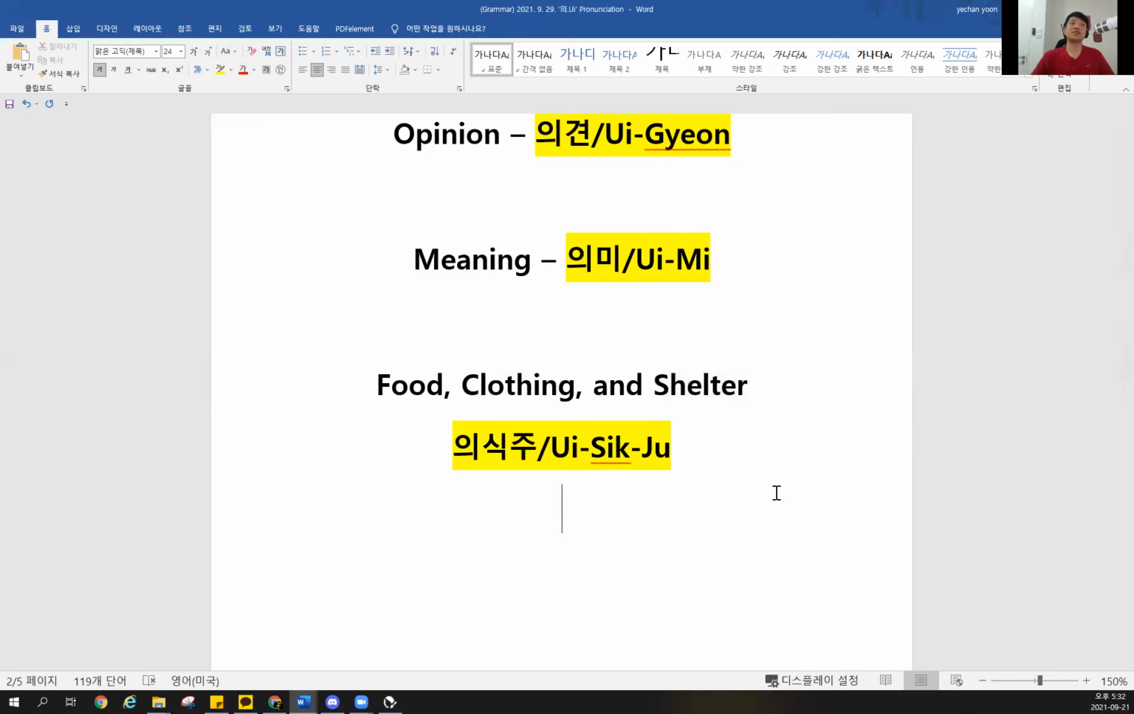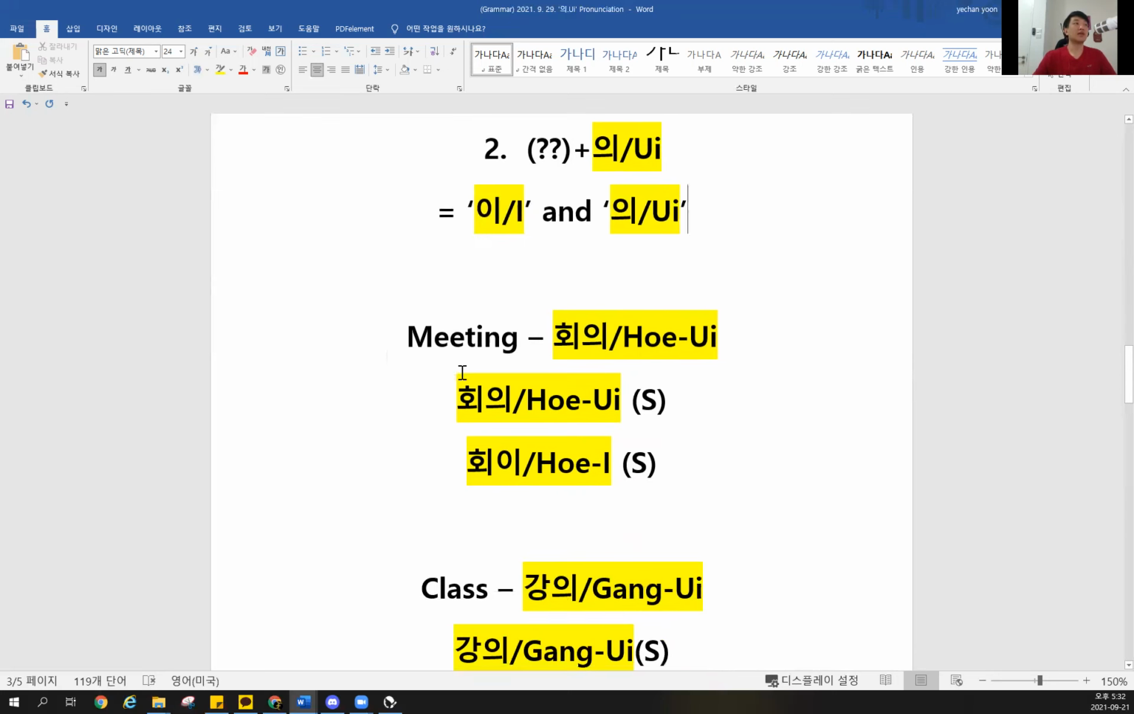Okay, so if some letter is in front of the 의, then you can pronounce it as 이 and 의. You can use both of it. So how can you say then? This is the example. Meeting. You can write it down with 회의. But you can pronounce it with two different versions, which is 회의 or 회의. All right. Next one.